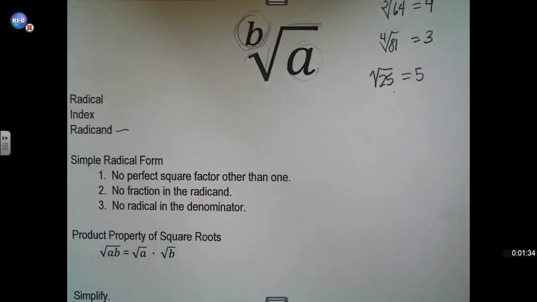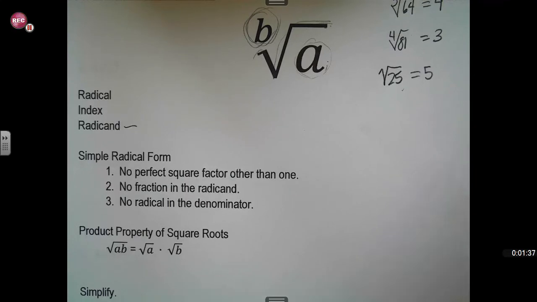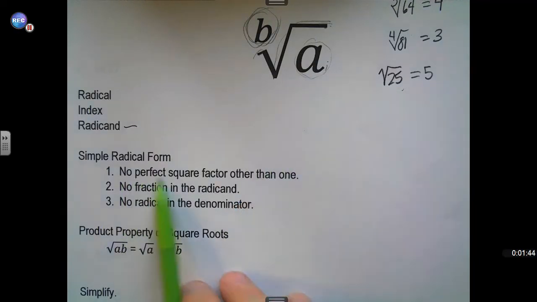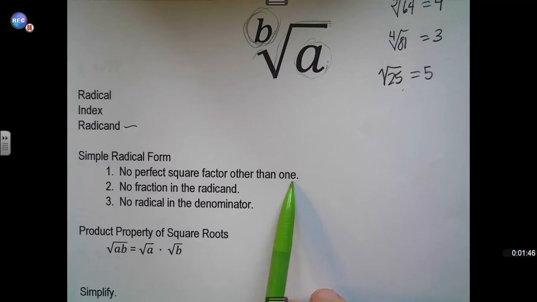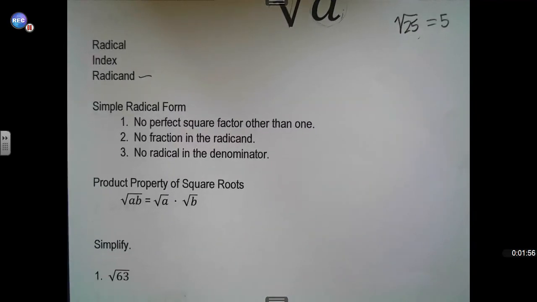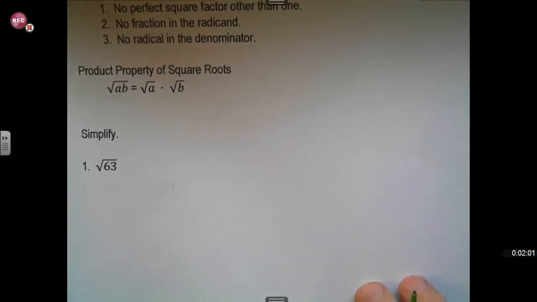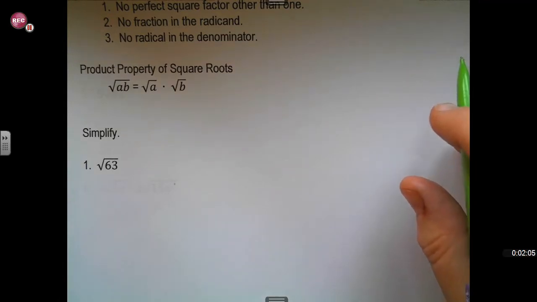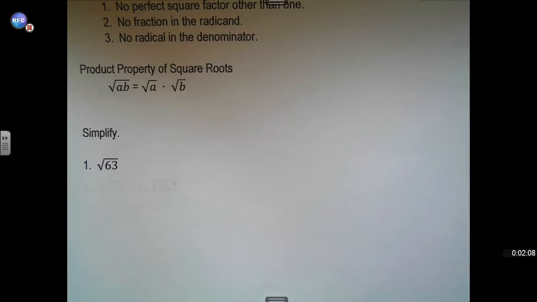In order to be in simple radical form, which is what our goal will be, the radicand, this thing under here, can contain no perfect square factor other than 1, no fraction in the radicand, and no radical in the denominator, okay? And so every textbook teaches this differently. Your textbook actually teaches 2 different methods. I'm going to focus on one of those methods, okay?